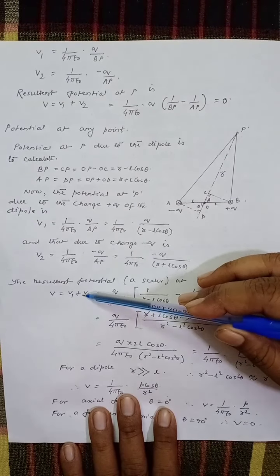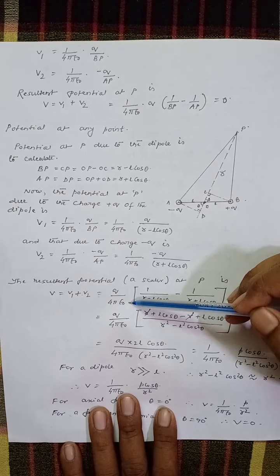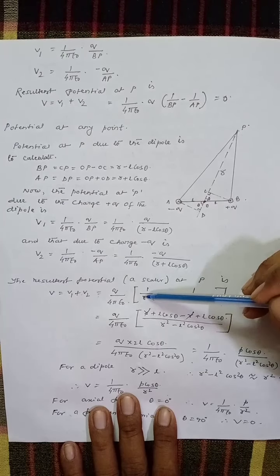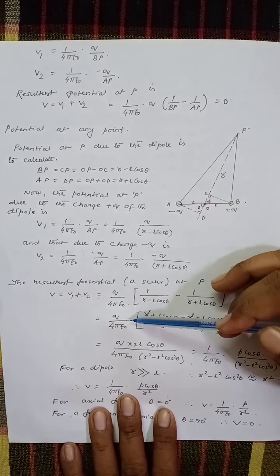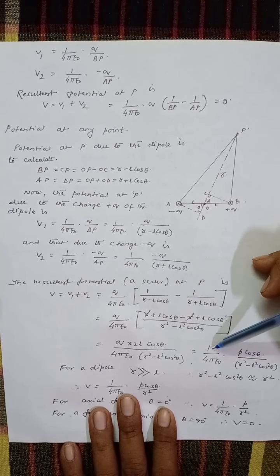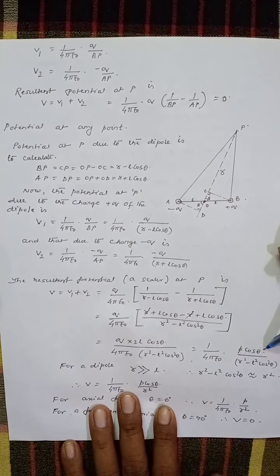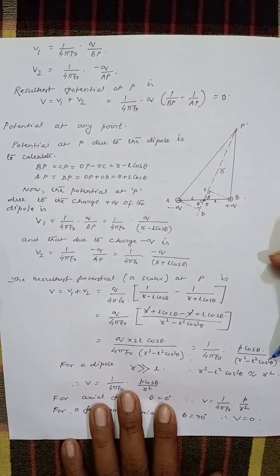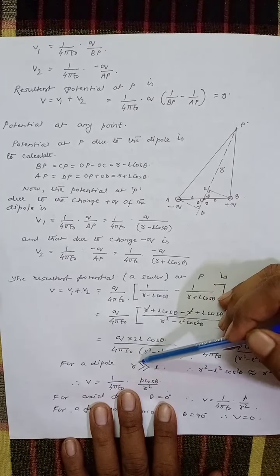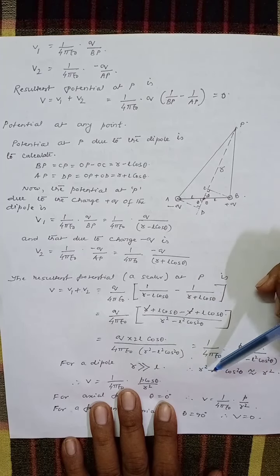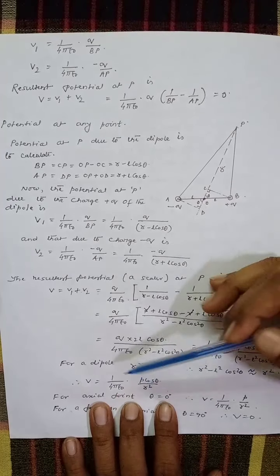Now the resultant potential means we have to add them algebraically. Q by 4 pi epsilon naught common, inside the bracket 1 by R minus L cos theta minus 1 by R plus L cos theta. We calculate it, and finally we get the equation after these three steps: 1 by 4 pi epsilon naught P cos theta by R square minus L square cos square theta. For an electric dipole, R is very much larger than L, so we can say R square minus L square cos square theta is nearly equal to R square.